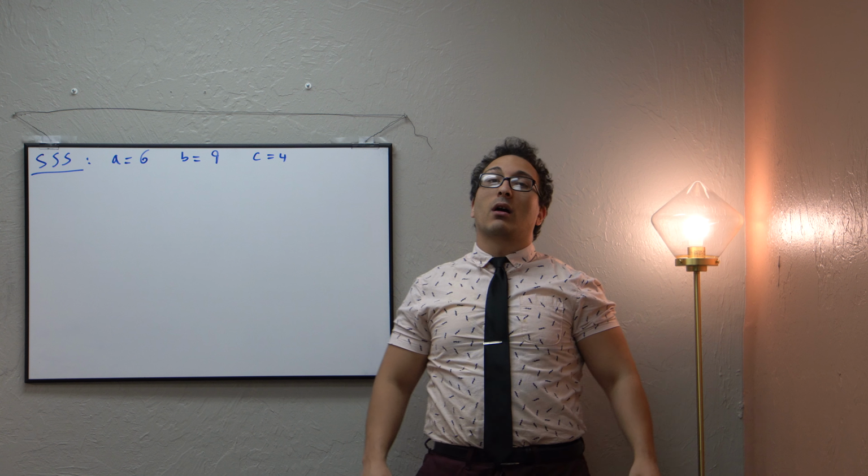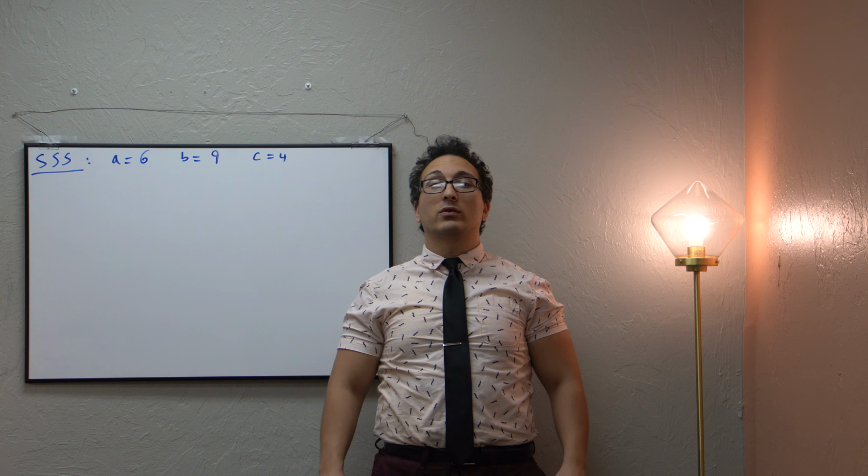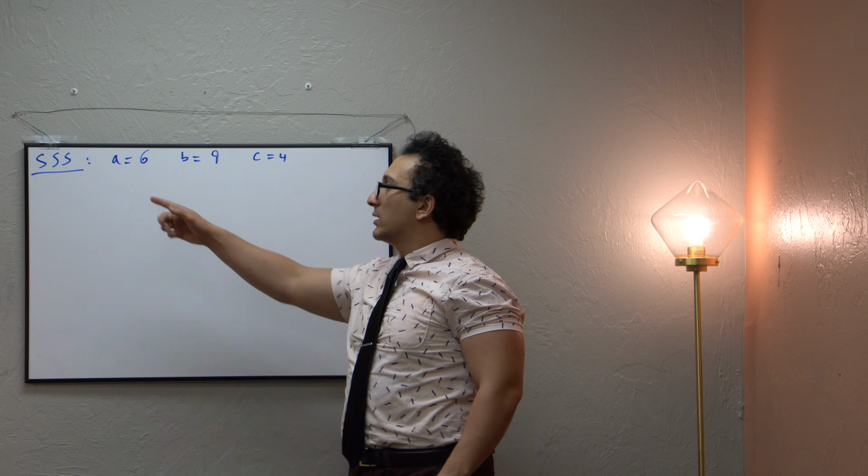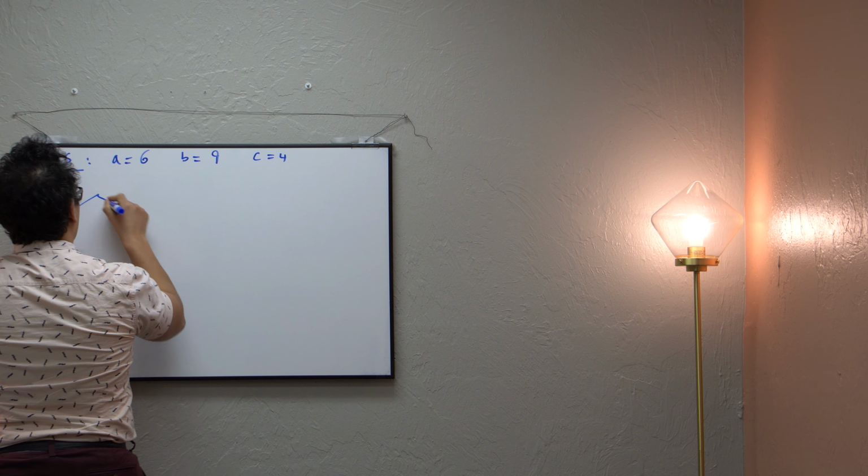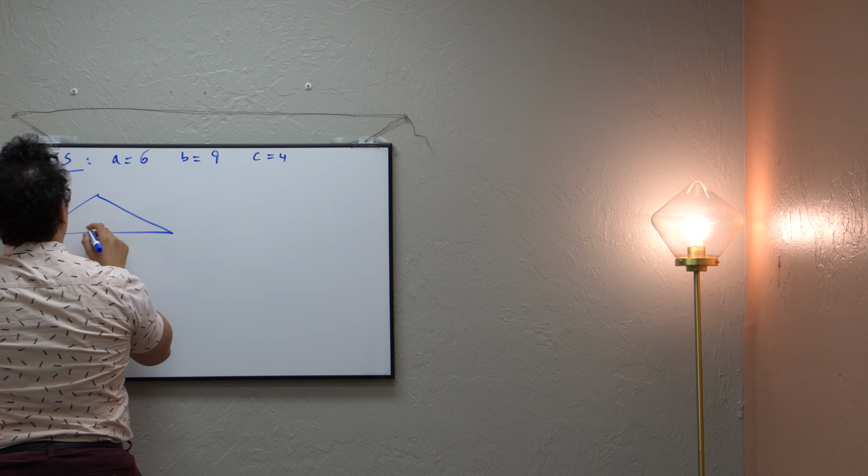Continue our study on the law of cosines applications. Let's do an SSS triangle, meaning you're given three sides, no angles. Okay, so let's create a generic example.